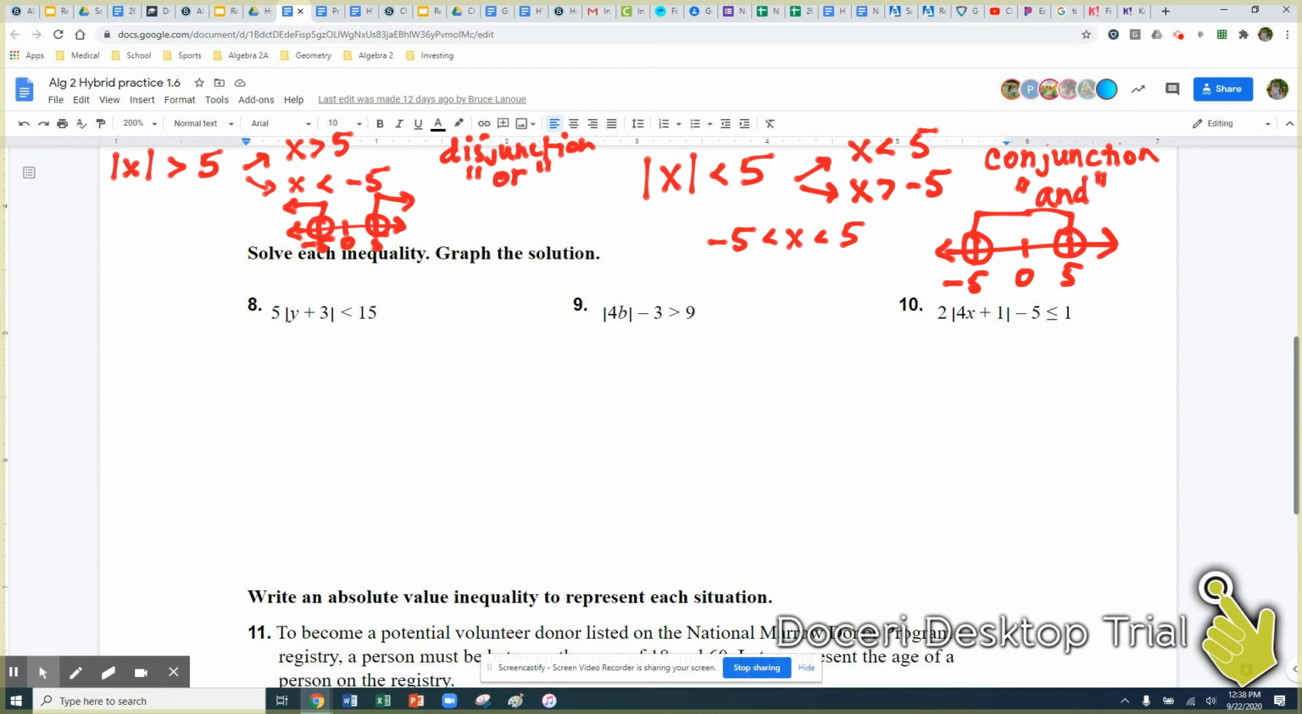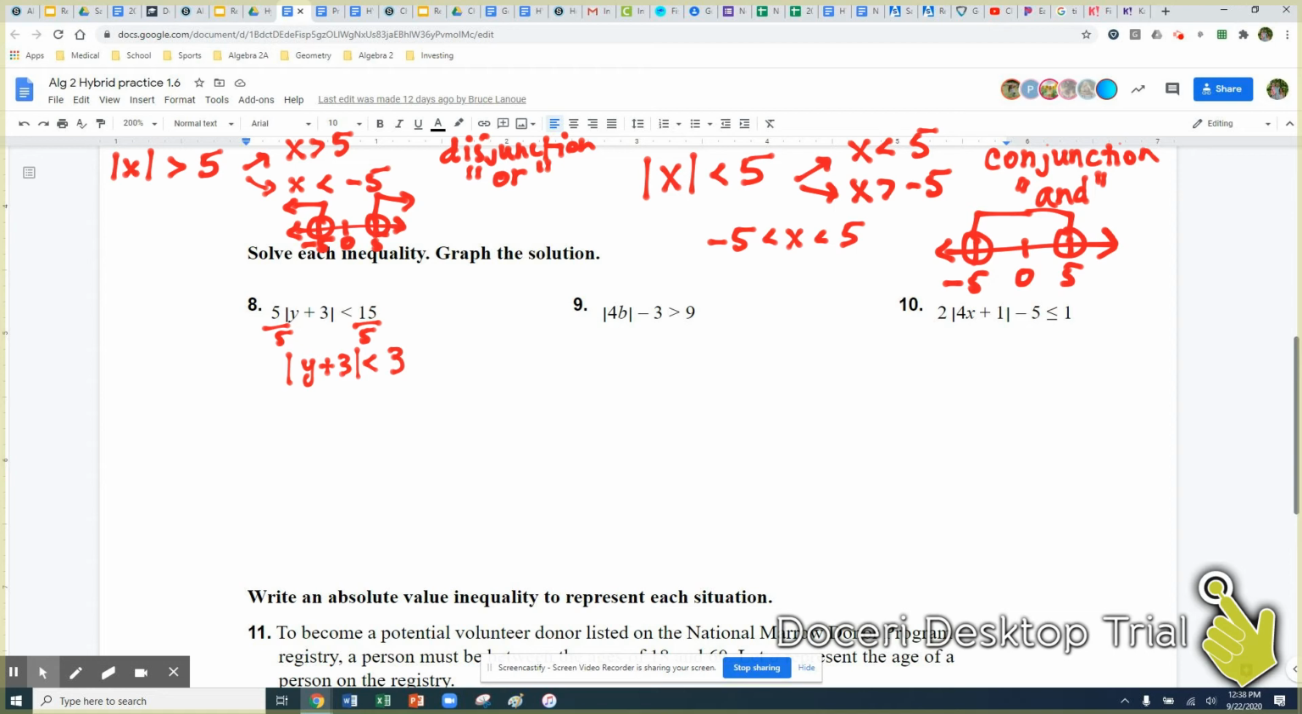So if we head down to number 8, we can't quite apply the absolute value until we get rid of this 5, so we'll divide the 5 out. We'll be left with y plus 3 is less than 5. Oh, yeah. So I can undo this times by 5. I'll divide that 5 off, and then 15 divided by 5 should give me 3. You're right. Thank you for catching that.